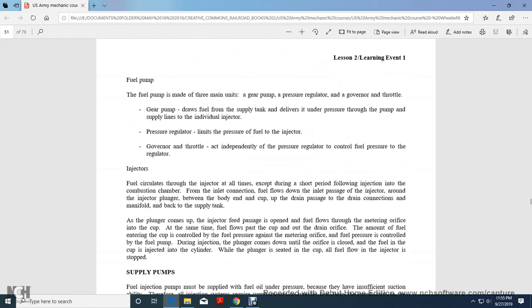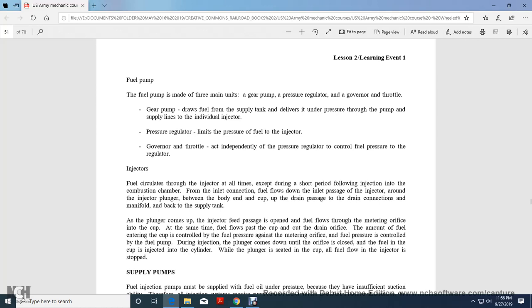The fuel pump is made up of three main units: the gear pump, the pressure regulator, and the governor and throttle. The gear pump draws fuel from the supply tank and delivers it under pressure through the supply line to the individual injectors. The pressure regulator controls the pressure of the fuel into the injector. The governor and throttle act as an independent pressure regulator to control the fuel pressure.